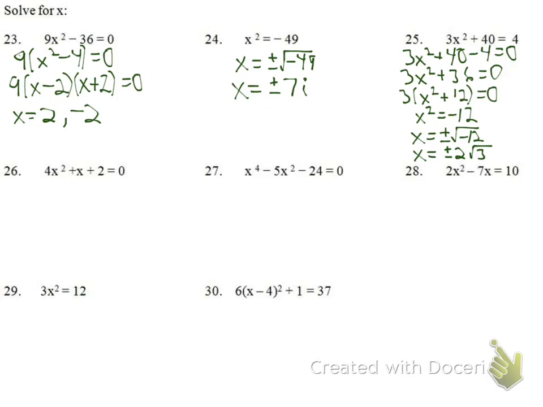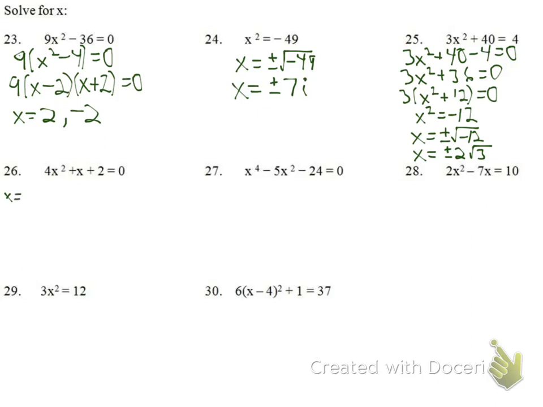Now for 26. We could look at factoring first. I have 8 as my product. I needed to add up to 1. My factors of 8, well, it's probably not going to work there. We could use completing the square. We could use quadratic formula. Let's use quadratic formula for here.